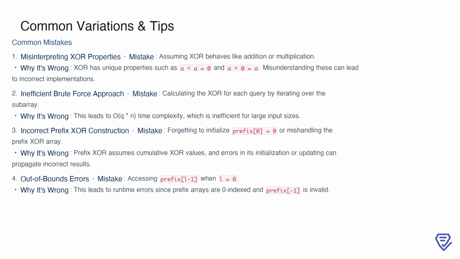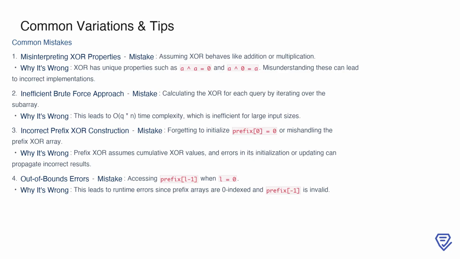Another mistake is relying on an inefficient brute force approach, where you calculate the XOR for each query by iterating through the subarray. This results in a time complexity of O(q*n), which is impractical for large inputs. Additionally, errors in constructing the prefix XOR array are common, such as forgetting to initialize prefix[0] equals 0 or making mistakes in how cumulative XOR values are updated. These errors can cascade into incorrect results.